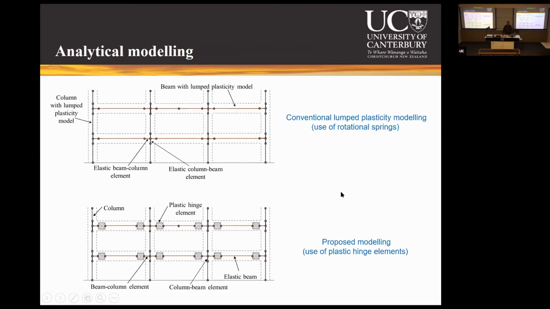So obviously, two different modeling approaches. If you had to model it using lumped plasticity, the conventional one, this is it, where each of these dots represents a rotational spring. Whereas here, our approach was to apply that plastic hinge element at those locations. Of course, you can apply this plastic hinge on the column as well, at the end of the column. But here we were sure that it will never go into plasticity. That's why we didn't bother.